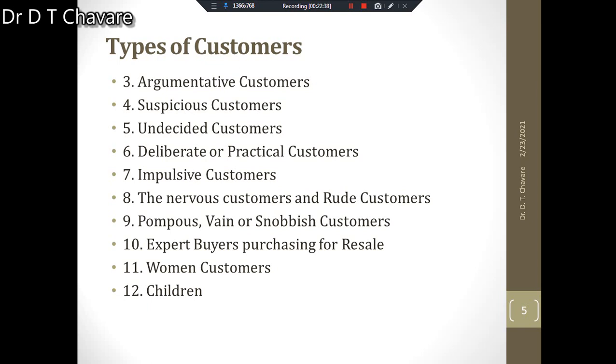For these customers, what is the best solution? You should offer them proof and evidence in support of the product claim and pricing. This type of customer you also have to understand. Then there are other customers, those are undecided customers. Undecided customers usually do not have the determination to purchase the product.